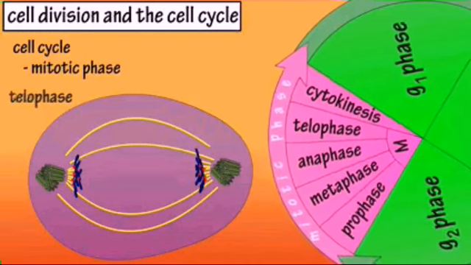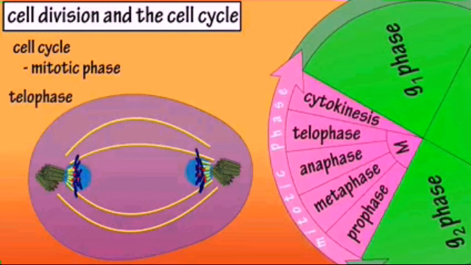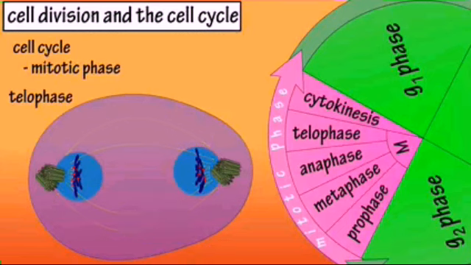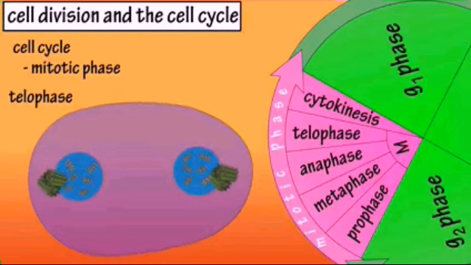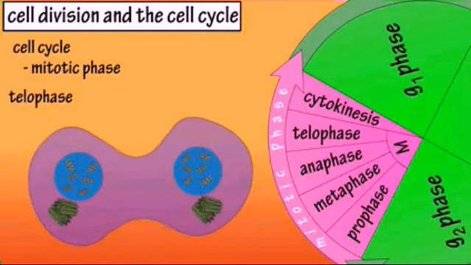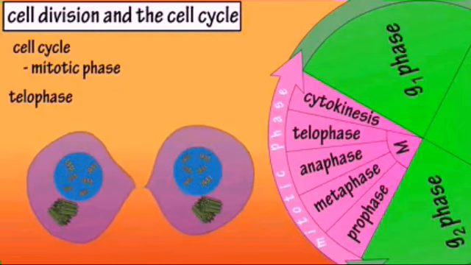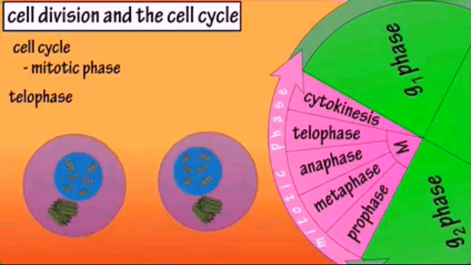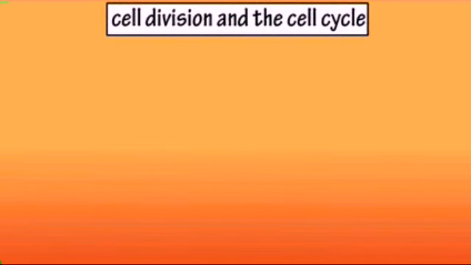During telophase, a new nuclear envelope forms around the chromosomes, a nucleolus reforms within the nucleus, the spindle fibers break up and disappear, the chromosomes uncoil to form chromatin, and cytokinesis continues. Once this phase is complete, two new daughter cells are formed, and the process of cell division is completed. And that's the basics on cell division.